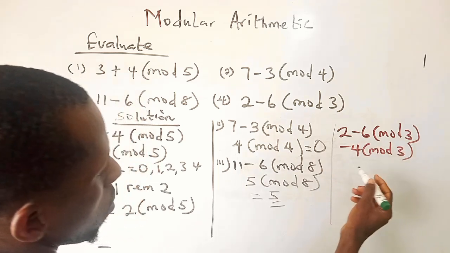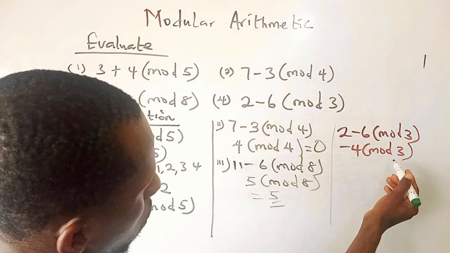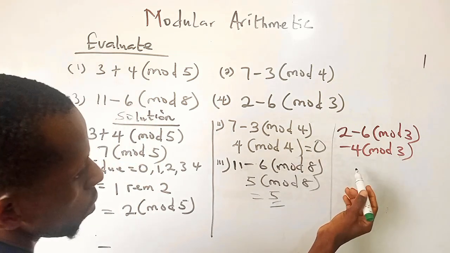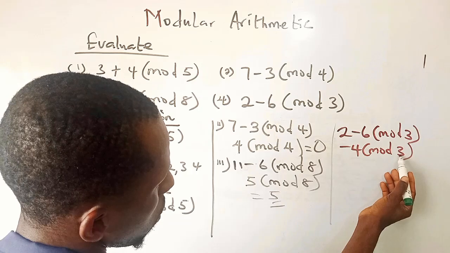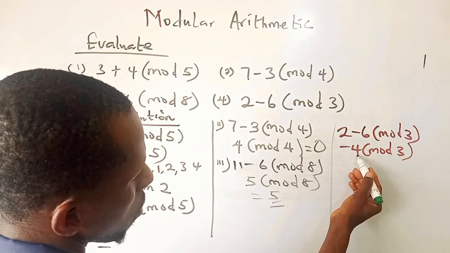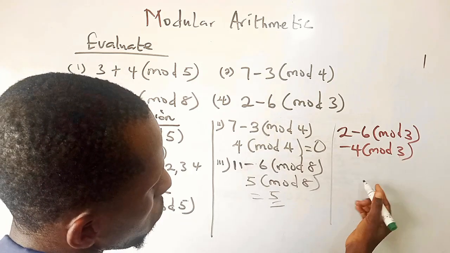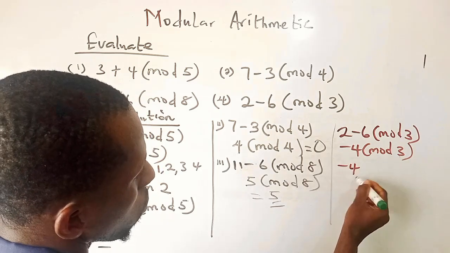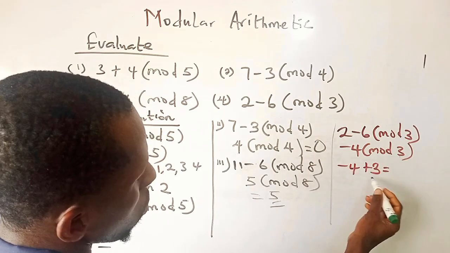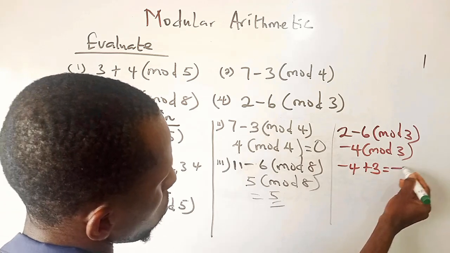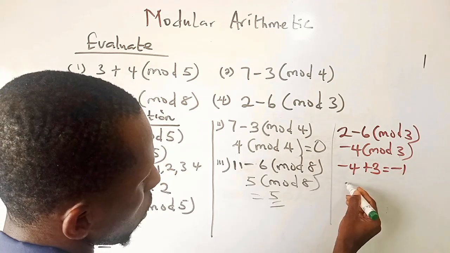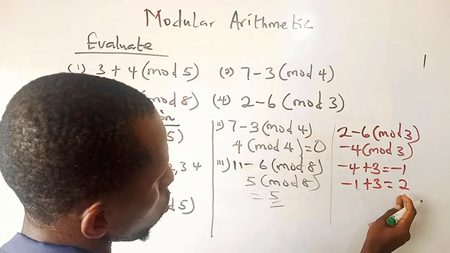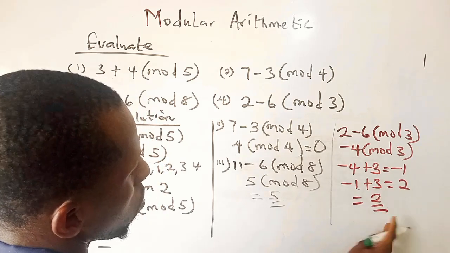We have a negative integer and the modular number is 3. We start adding the modular number to the negative integer until we arrive at the first positive number. Minus 4 plus 3 is minus 1. Then minus 1 plus 3 again gives positive 2. So our answer is 2.